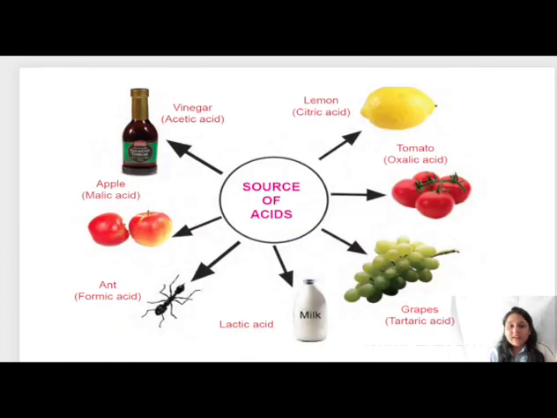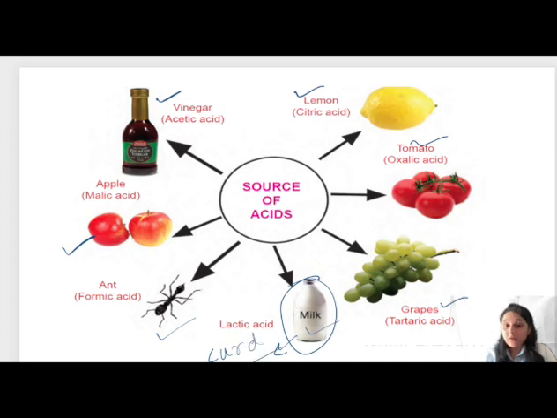Here are things that we have already seen at our home: vinegar, lemon, tomato, grapes, milk, ant, and apple. If you have ever tasted them, all these food items taste sour, except milk. But if you get curd from the milk, curd tastes sour, right? So let's talk about why they taste sour. Because they have acid in them.